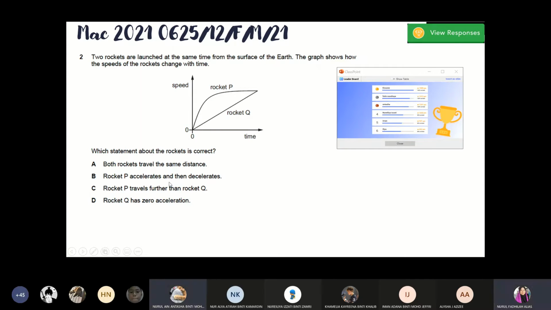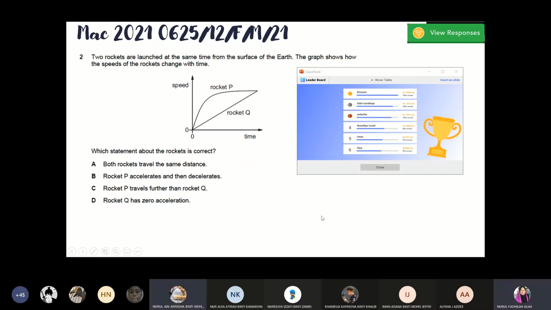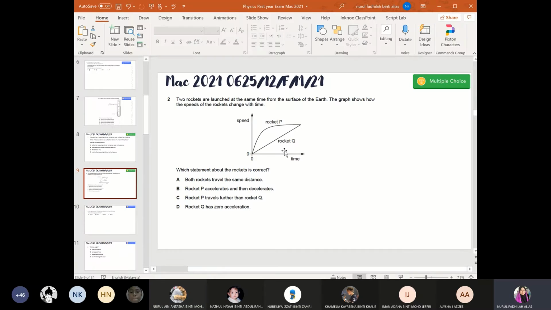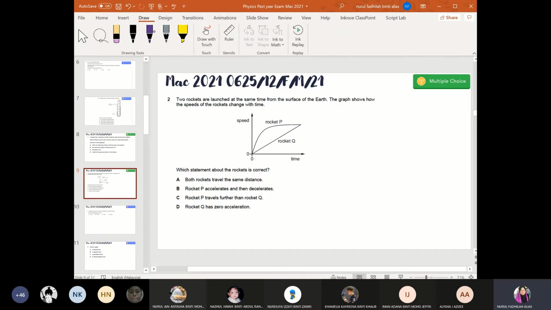How do you explain this one? So rockets are launched. Okay, what's the difference between P and Q? Which statement about the rockets is correct? Both rockets travel the same distance. Are they? No. No. Kenapa? Why not? Sebab area under the graph tu lain. Excellent.